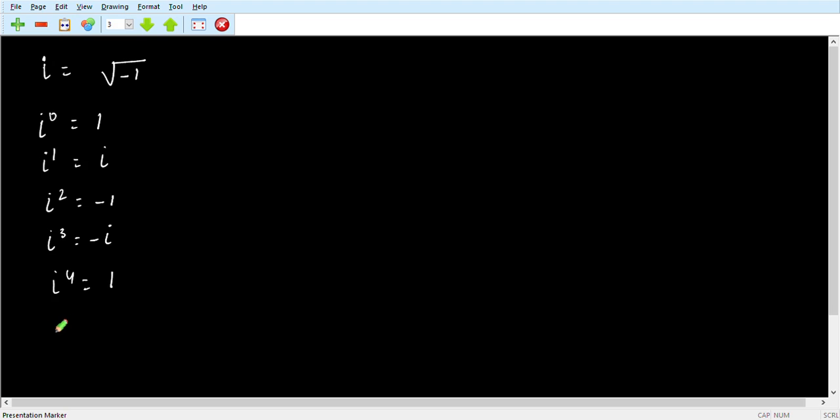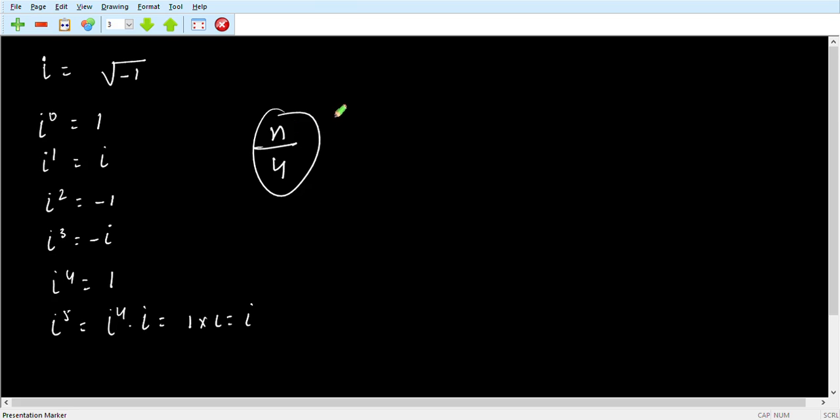So things will repeat, meaning if I want to write iota to the power 5, I can write iota to the power 4 into iota, and this will give me 1 into iota, that is iota itself. So it is easy to divide the order by 4, and whatever remainder we get, if I divide any number n by 4, our remainder will be either 0, 1, 2 or 3.